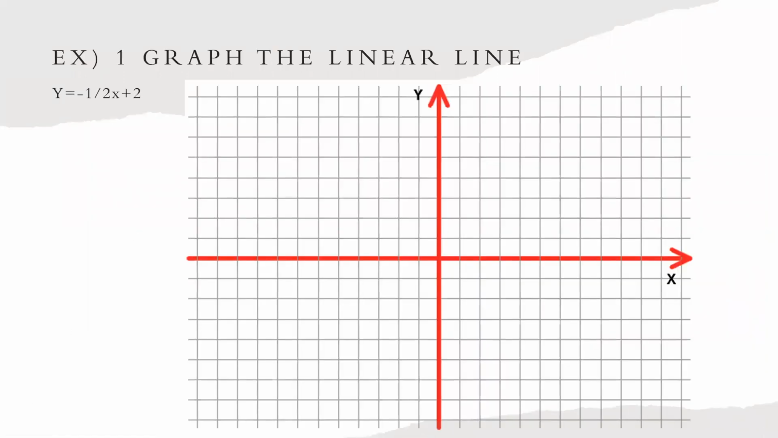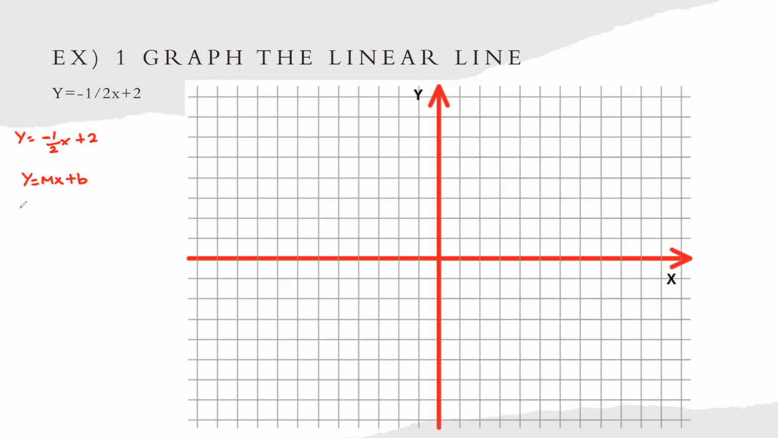So in example 1, it says graph the linear line y = -1/2 x + 2. I'll write it again: y = -1/2 x + 2. My advice is, if it's in y = mx + b, which is slope-intercept form, I would just do the rise over run method, unless the slope is a decimal, then I would not do the rise over run method. So we're going to graph this linear line using the rise over run method.